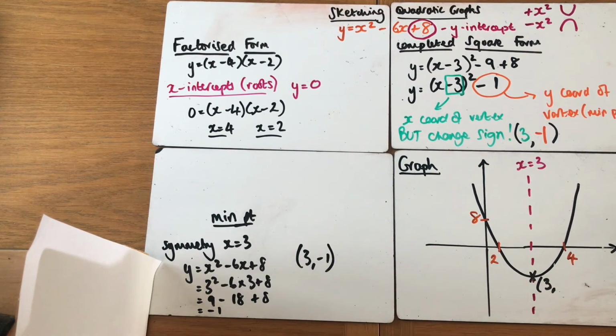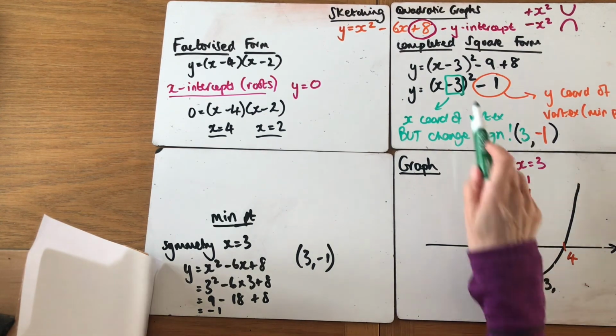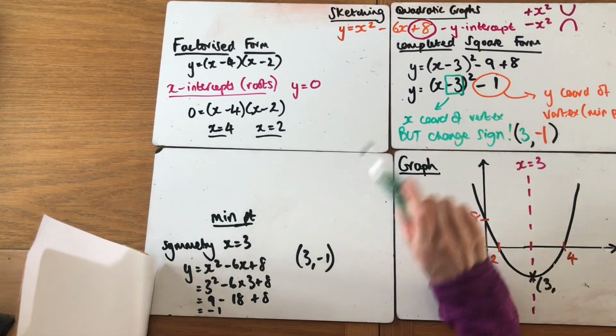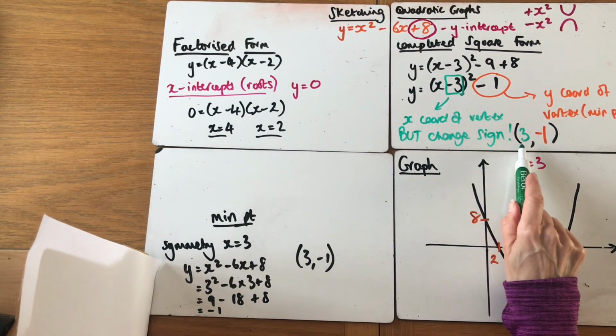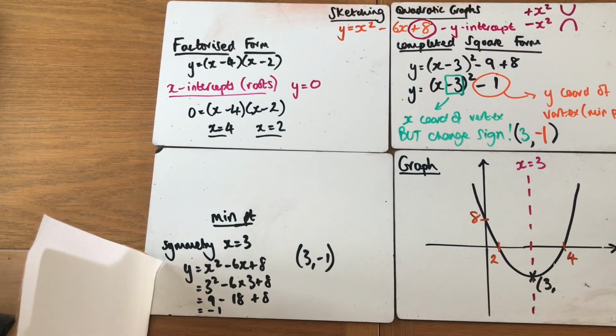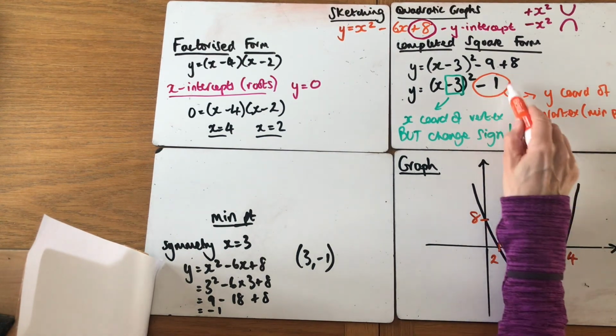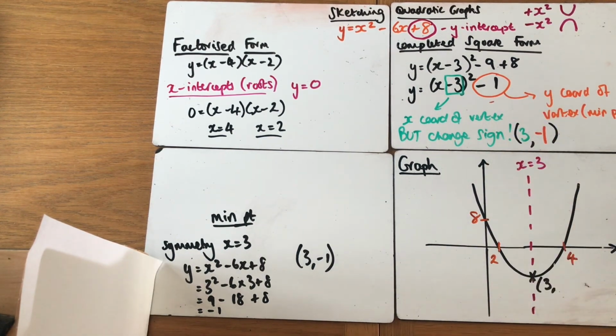That is one way to find the minimum point, but the most conventional way of finding the minimum point is to use the completed the square form that we did up here, and that's what I would like you to have a go at. As a reminder, we've got the minus 3 in that bracket of the completed the square form. We switch the sign of that to make it plus 3. That gives us the x-coordinate, and then in orange the number on the end, which here is minus 1, gives me the y-coordinate of the minimum point.